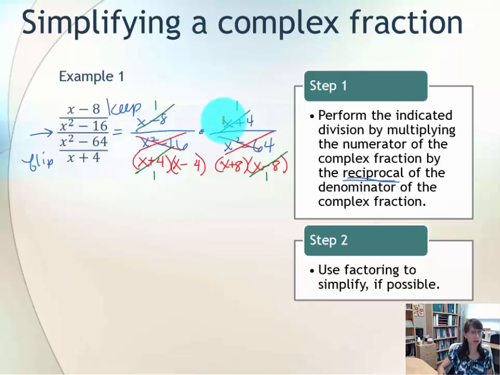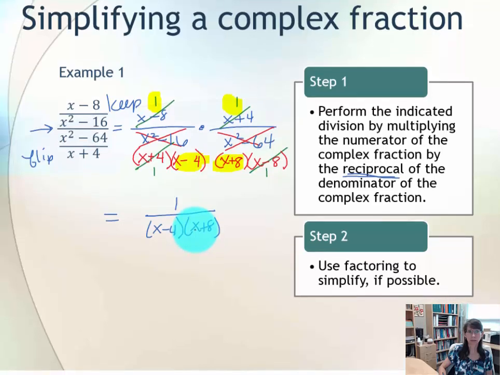So anything that I haven't crossed out, I'm going to highlight. 1 is multiplied by 1 for the numerator. Quantity of x minus 4 multiplied by quantity x plus 8. So our final solution here is going to be 1 times 1, which is 1 in the numerator, quantity x minus 4 multiplied by quantity x plus 8 in the denominator. So this is our final answer.